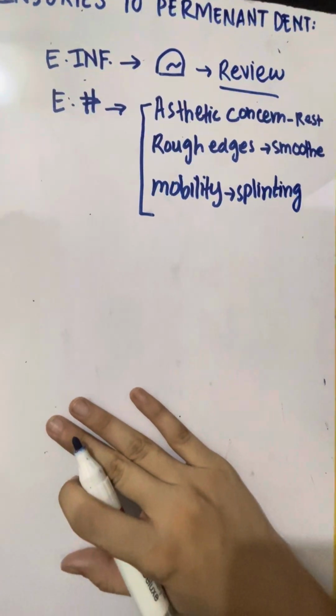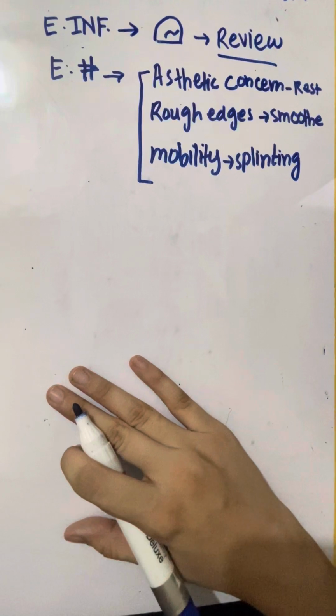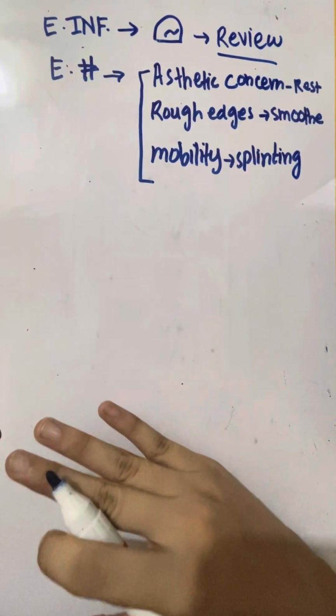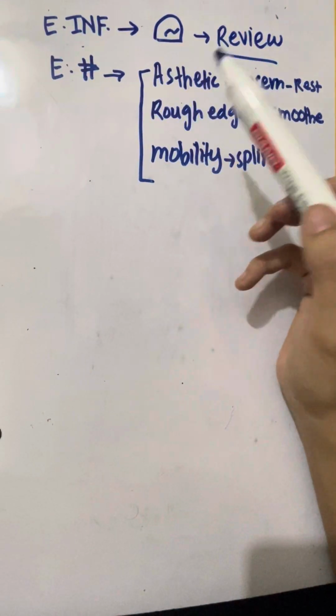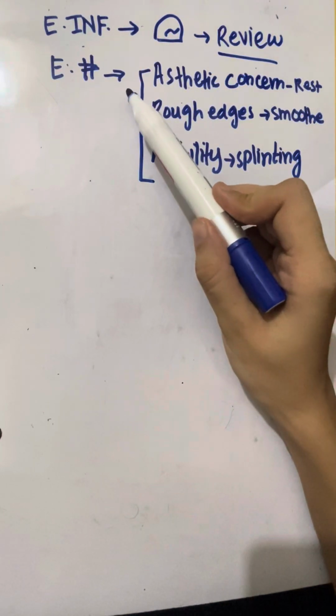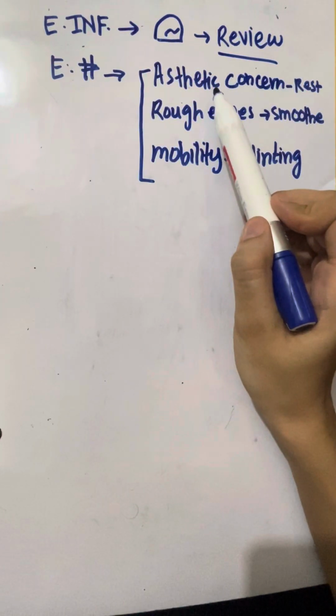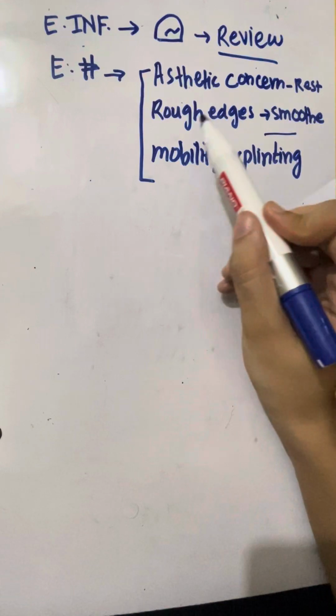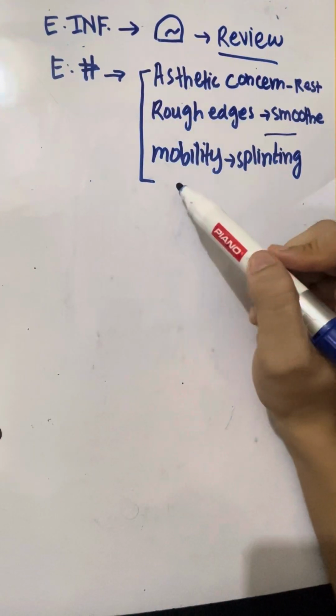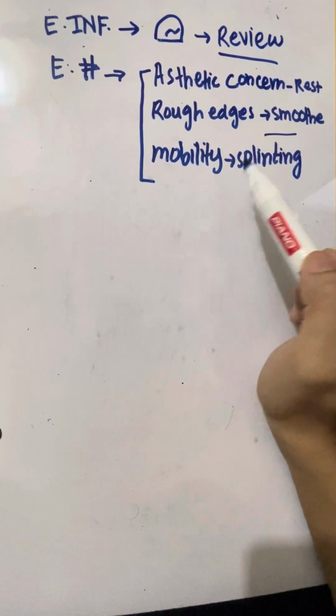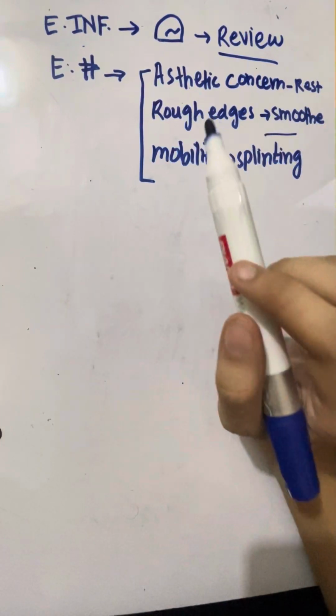So for the enamel infarction, we will just go for review. For enamel fracture, we have three possibilities. Depending on the condition, we will go for restoration if there is aesthetic concern, smoothing if there are rough edges, and splinting if there is mobility.